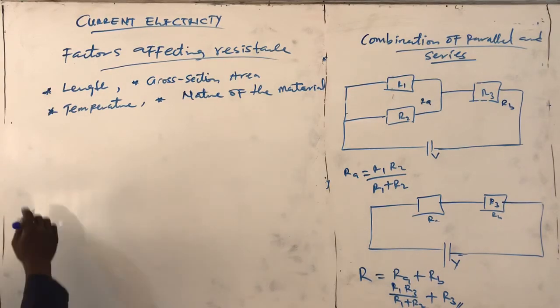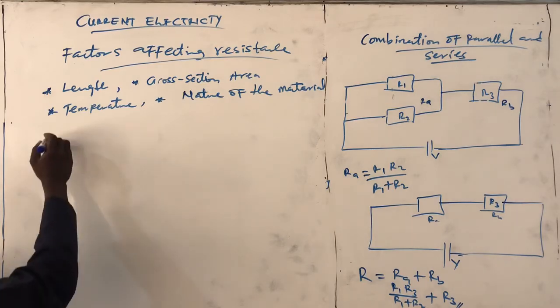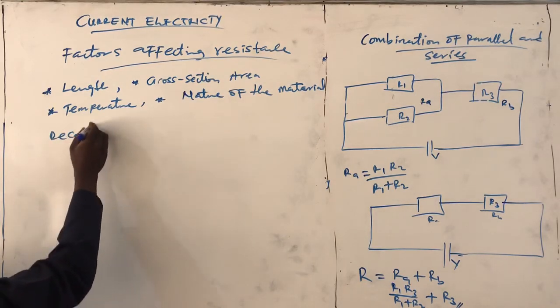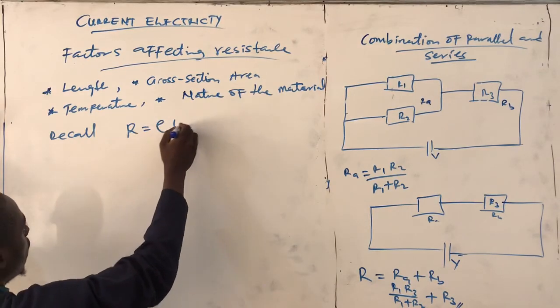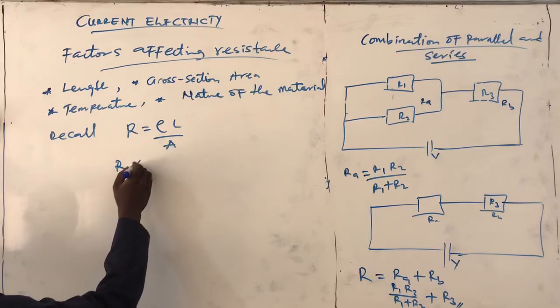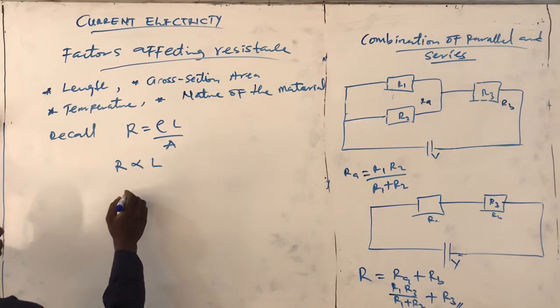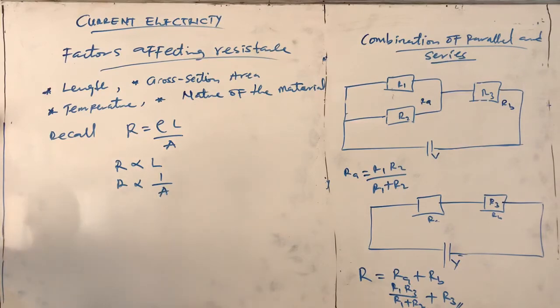Now, how are these things affecting resistance? If you recall from our formula, resistance is equal to rho L over A. From this, we know that resistance is directly proportional to the length. Resistance is inversely proportional to area.